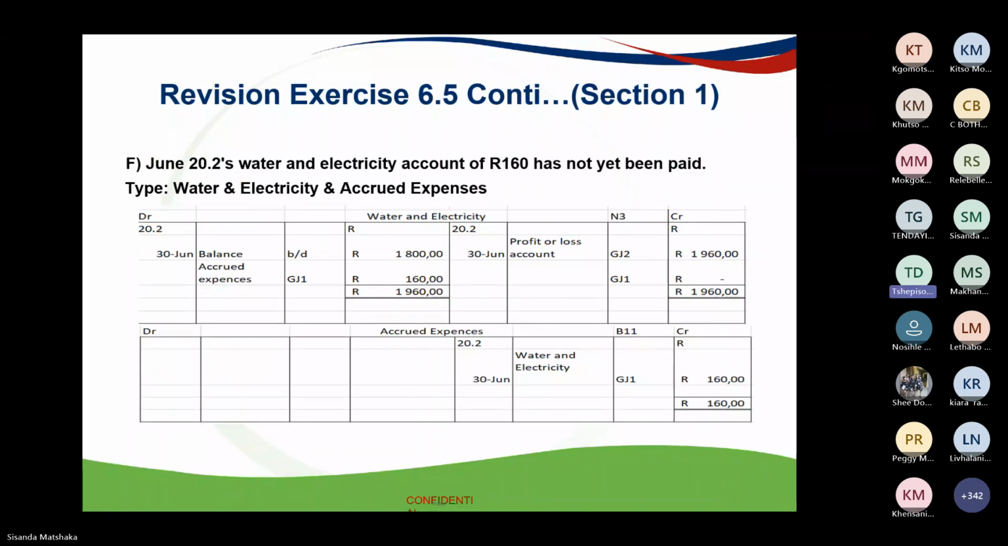Okay. The same thing continues, which is the water and electricity account. Part F, from the additional information, where they say the June 20.2.2 water and electricity account of 160 has not yet been paid. But since you're dealing with part A of the required, which is to open the above accounts in the general ledger, you just literally open the ledger account with your balance brought forward of 1,800 on your debit side.